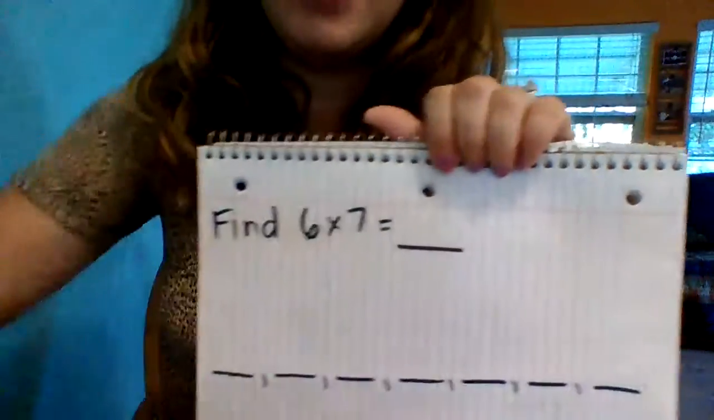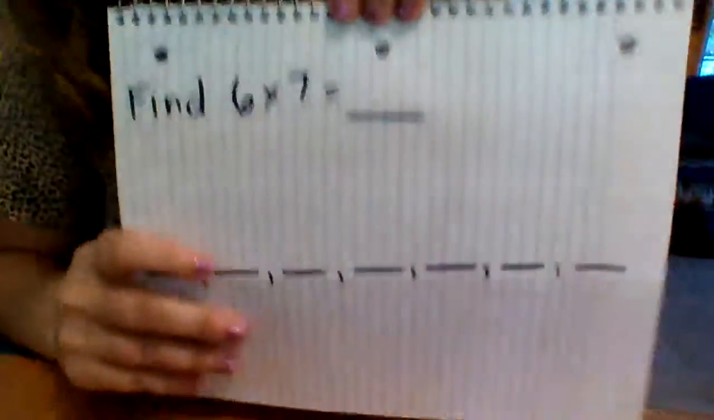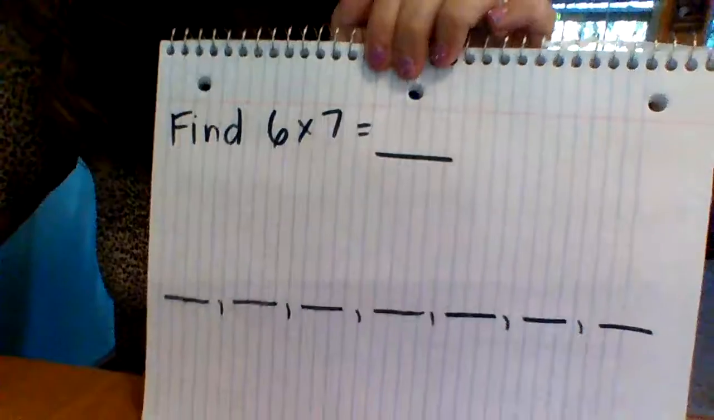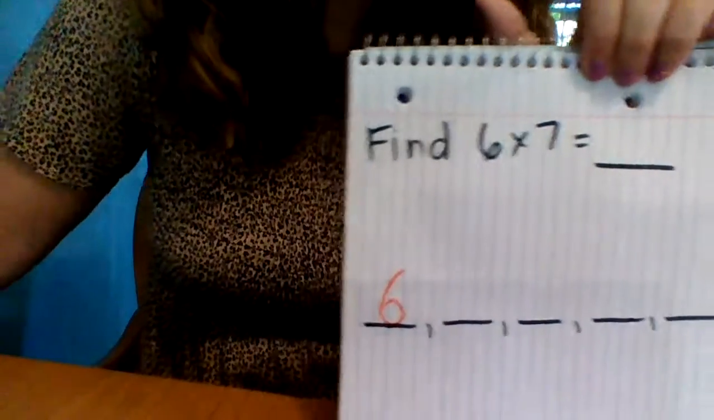One more. Ready? From the top, then this is done. Last problem. If you watched this far, congratulations, you're amazing. Okay. Find 6 times 7. I'm going to skip count by 6s 7 times. So I'm going to start with a 6 and add 6 more using my fingers.